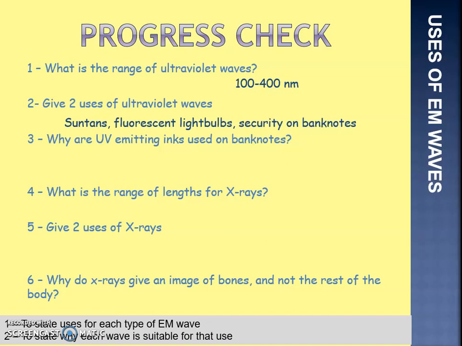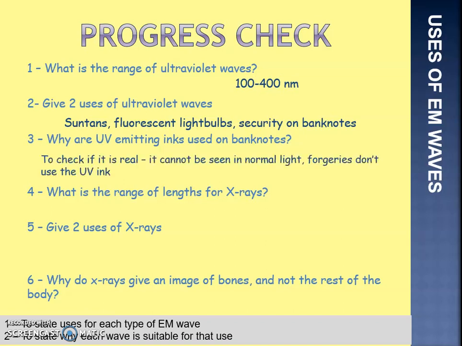What are UV emitting inks? Why are they used on banknotes? They're used to check if it's real. It cannot be seen in normal light, and forgeries don't use that UV ink. So if you shine a UV light on it and you see that special mark on it, you know it's unlikely to be a forgery.